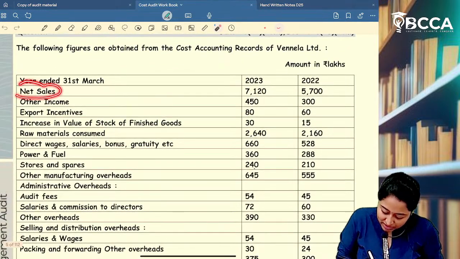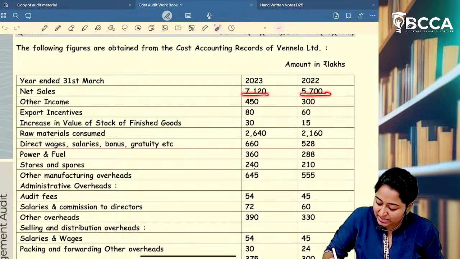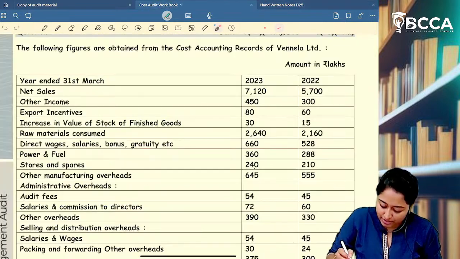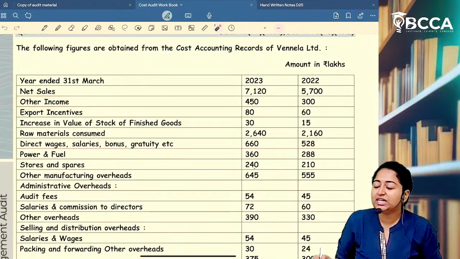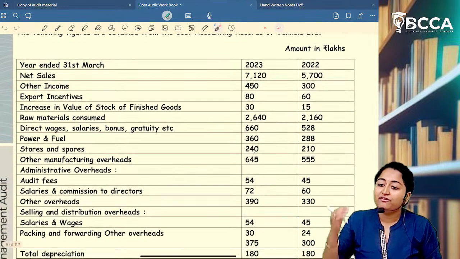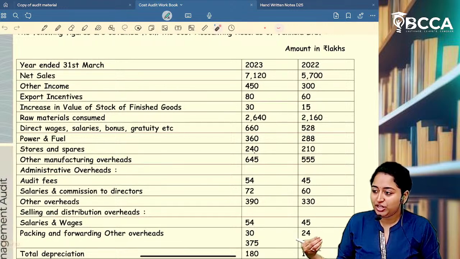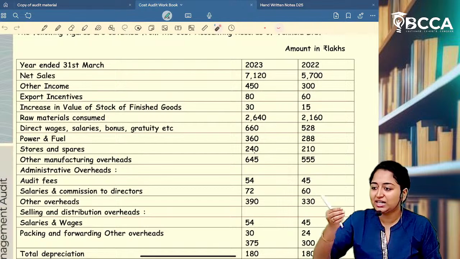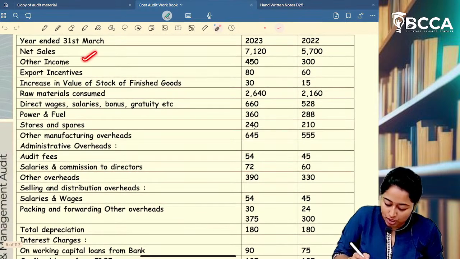Whatever net sales are given here, we'll take the same, 7,120 and 5,700. And then other income: where will we consider other income? After calculation of value addition, to calculate earnings available for distribution, we add this other income. So this will not be considered here.